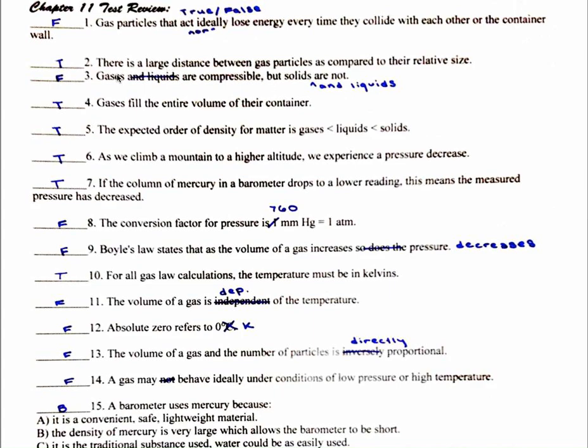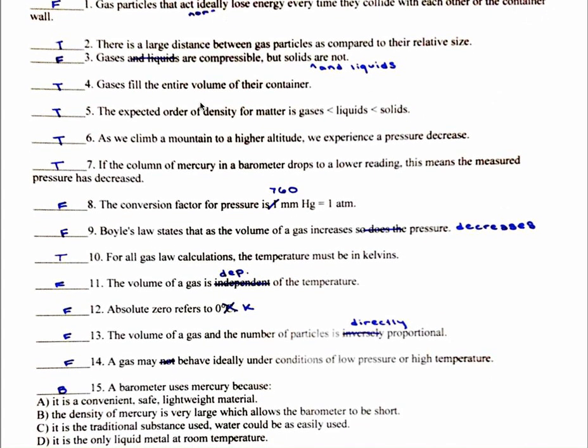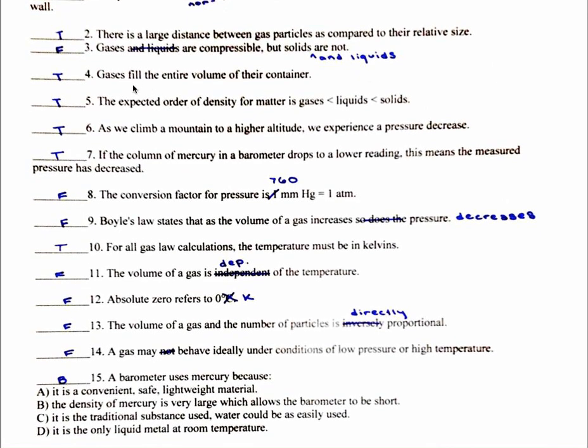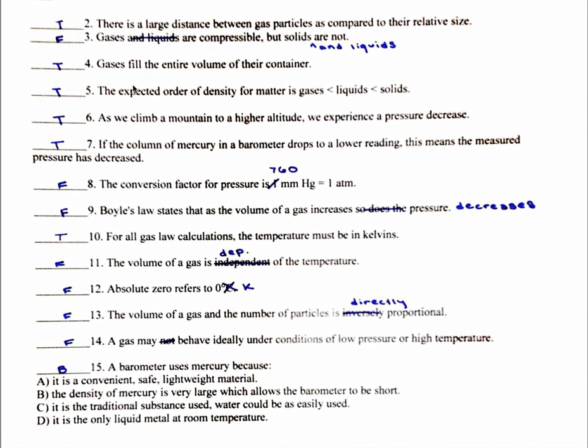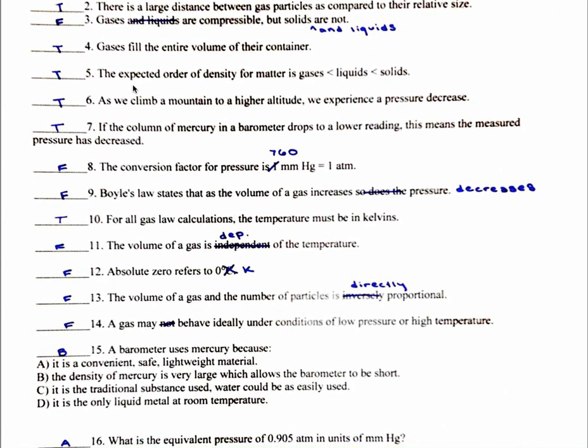That's true. Gases and liquids are compressible, but solids are not. That's not true. Gases are compressible, but solids and liquids are not. And that goes back to our whole conversation about the skydiving issue. Okay. Number four, gases fill the entire container. That's true. The expected order of density. So gases are the least dense, the least compact, then liquids and solids.